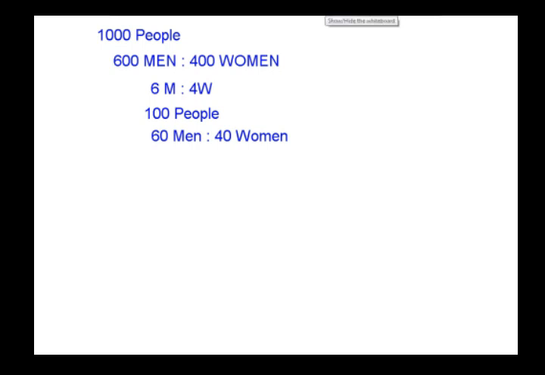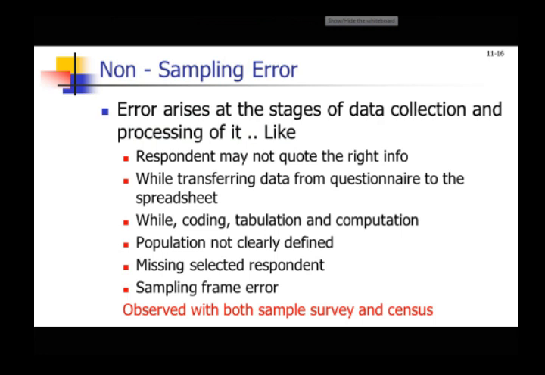Now let's look at an interesting characteristic of non-sampling error. Non-sampling error is always observed with both sample survey and census. If we select the census for study, or if we collect information through the census method, we can avoid sampling error. But non-sampling error exists both with samples as well as the census method of studying. So non-sampling error is something which can never be zero.